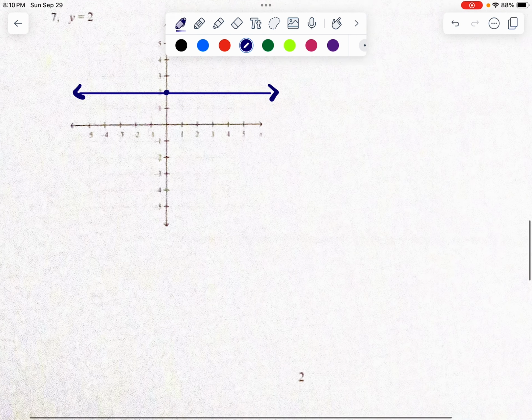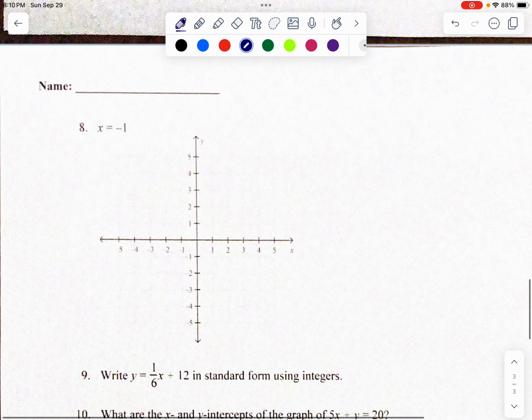Number 8 is the opposite of that, right? My x is a negative 1. So on my x-axis, here's the value at negative 1. Which means that all of the points on this, it's hard for me to see, on this vertical line here that goes through negative 1, have an x value of negative 1.